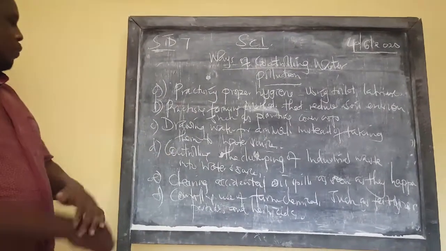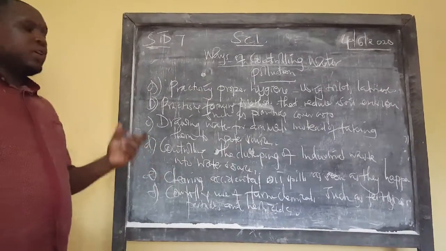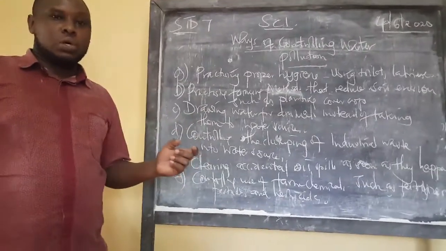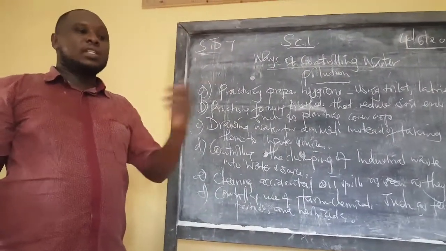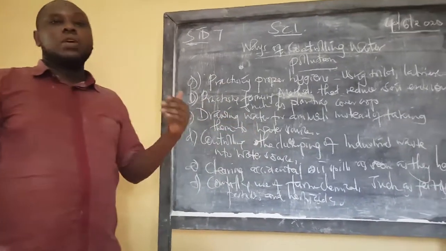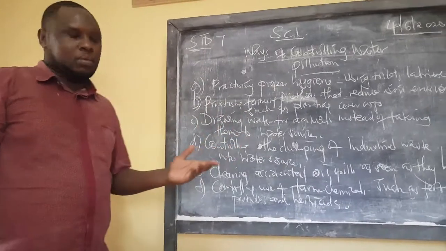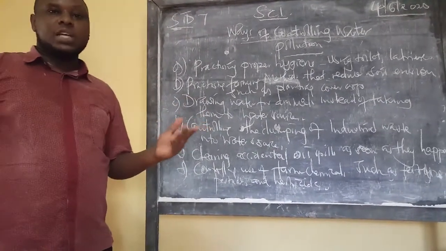Then number four, controlling the dumping of industrial waste. You avoid dumping industrial waste into water sources, because some of it has chemicals. Once directed into the water sources, they are going to affect the aquatic life, and most probably kill it.